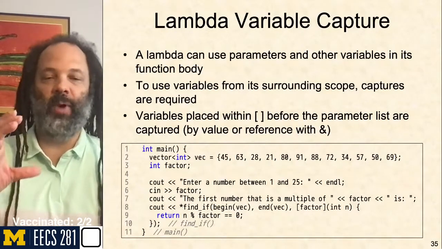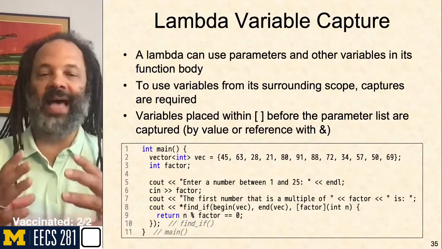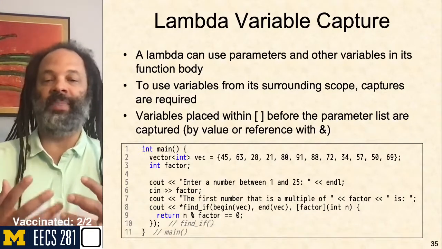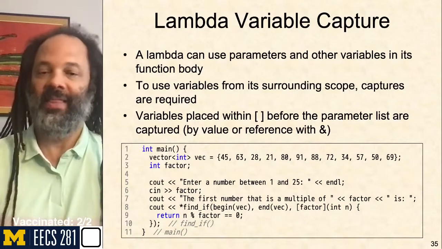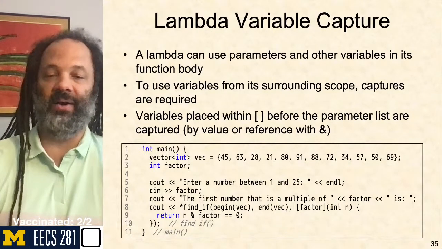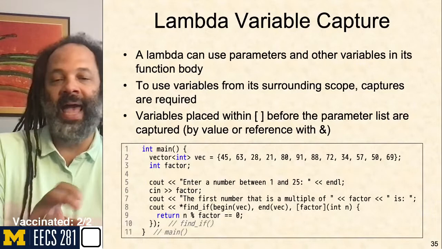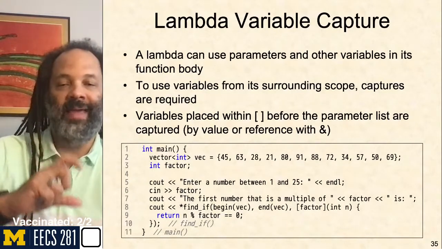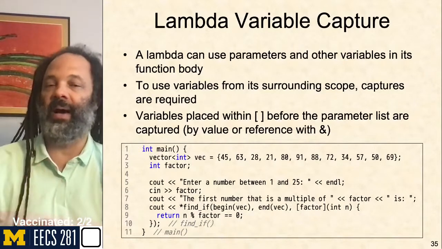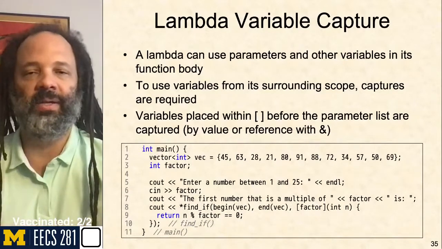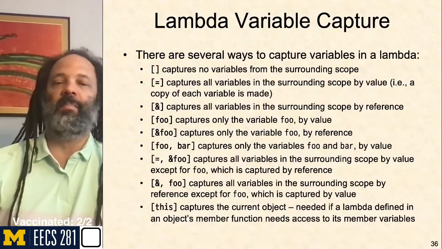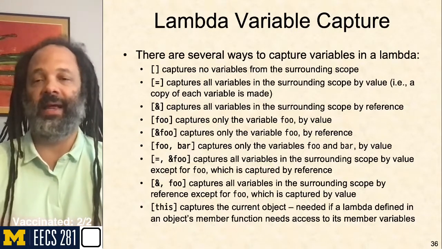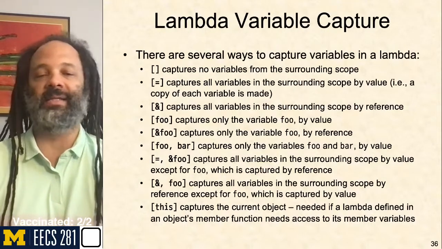So we've got square brackets factor that says, inside of this lambda, I want to be able to compare n to something from outside of this lambda, that factor value here. So in this case, we're doing n mod factor, but factor comes from outside the lambda. And that's what a capture list is all about. That's all the time we have to talk about lambdas. But if you need to know more about them, they're a very powerful technique that can speed up your writing and simplify some of it.